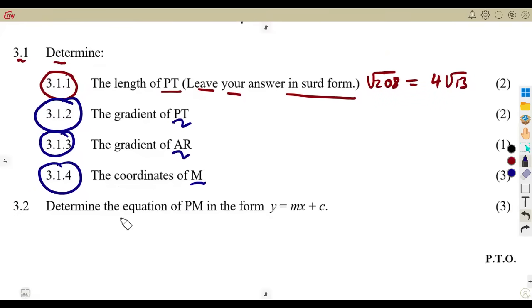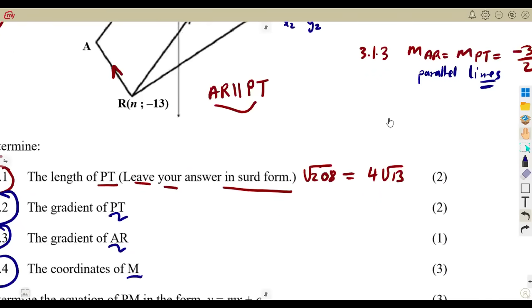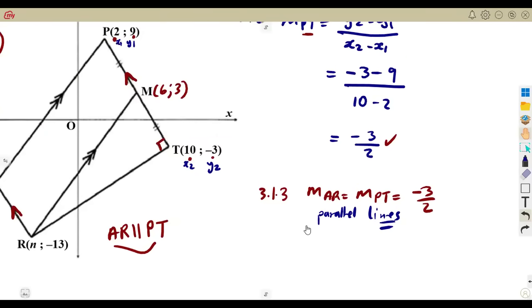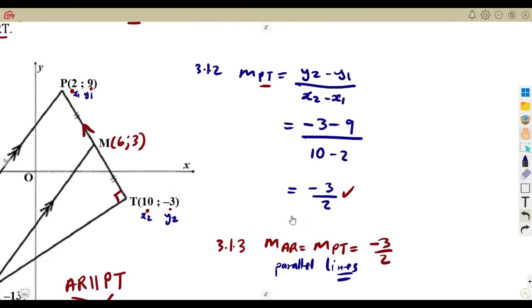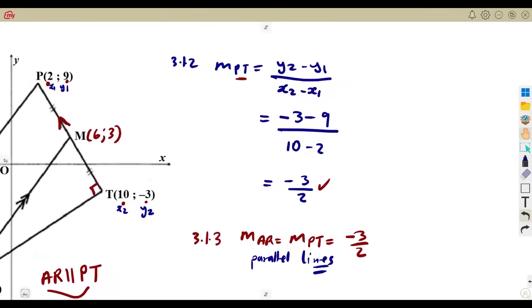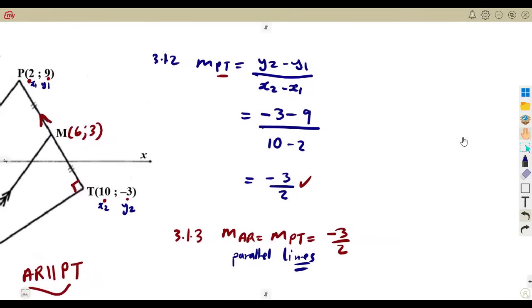3.2, the equation of PM in the form y is equal to mx plus c. This is the gradient intercept form, the equation of PM. How can we determine the equation of PM? Are we going to start by finding the gradient there? Because this is where we have our PM, and there's nothing that we have calculated about PM. We just calculated the point M. But where are we going to start? That is the question.